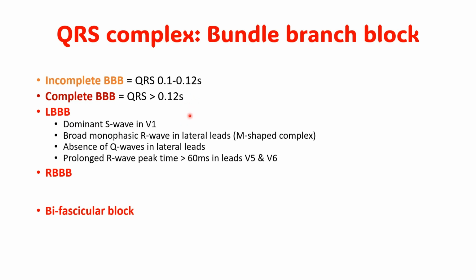And in our lateral leads, we tend to have a broad monophasic R wave, so a deflection in one direction of the R wave in the lateral leads, and this can form an M-shaped complex. Okay. So like I said, the R wave can be notched. It could be M-shaped, but it's typically monophasic, so it has one direction of deflection.